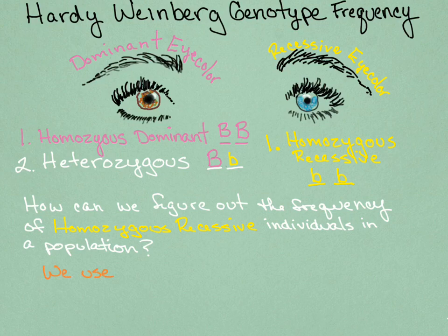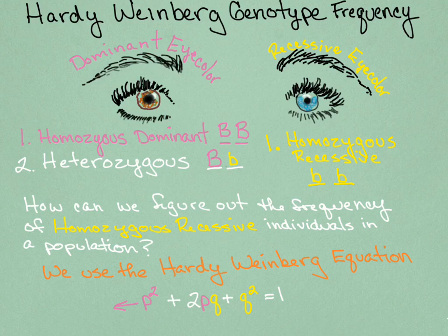So we need a different formula for tackling it. We use the Hardy Weinberg equation: P squared plus 2PQ plus Q squared equals 1. Write it down, memorize it. And somewhere on your notes, write genotype frequency equation, because the other equation was for allele frequency.